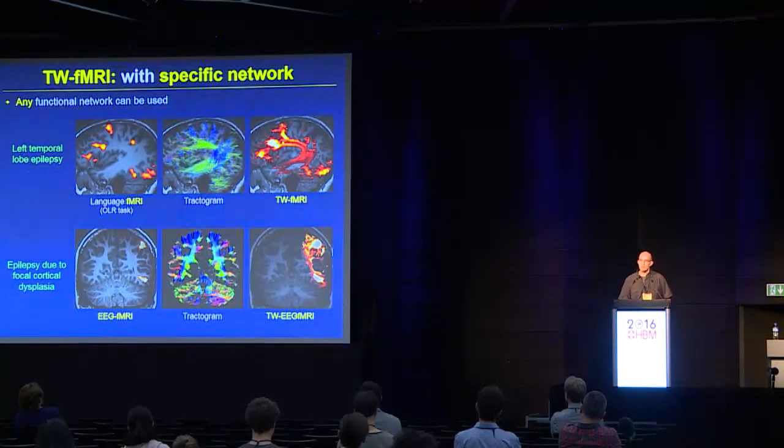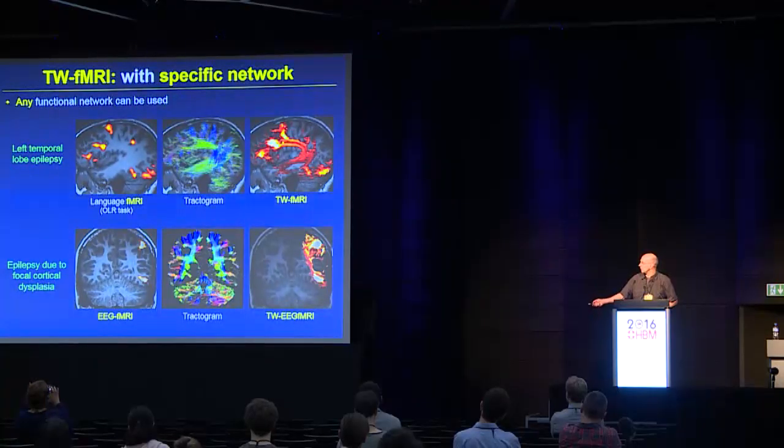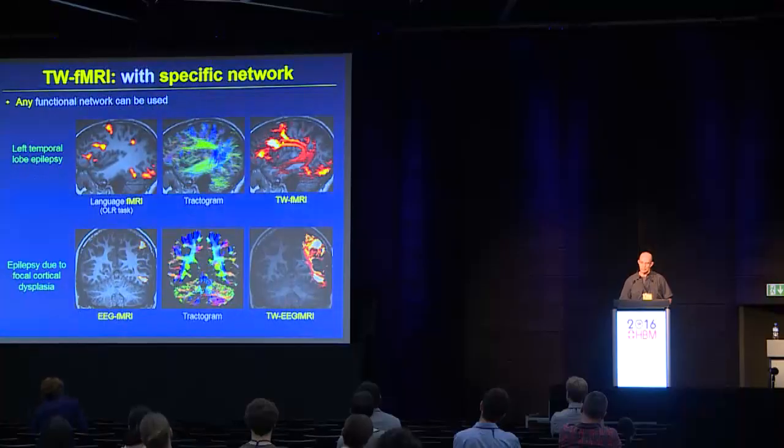You can use, for example, this is a patient with epilepsy, with focal cortical dysplasia. It was somewhere around this, underneath that blob there. And on the left, you have the result from EEG-fMRI. Again, you can combine it with the tractogram and generate the track-weighted EEG-fMRI, showing the full network, both the structure and functional information, of how they are mapping the functional data into the structural data.